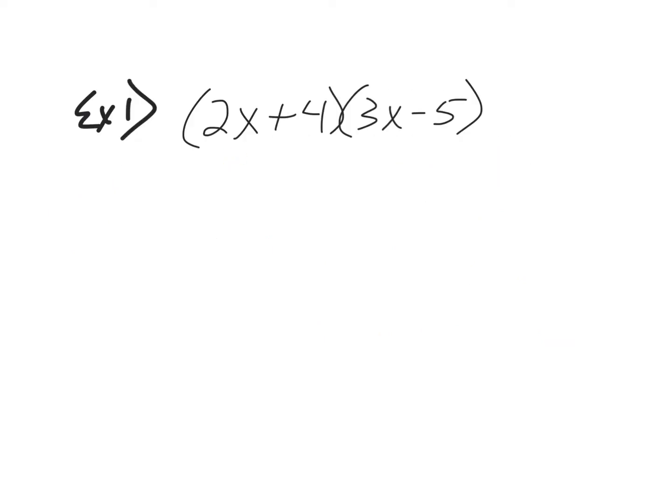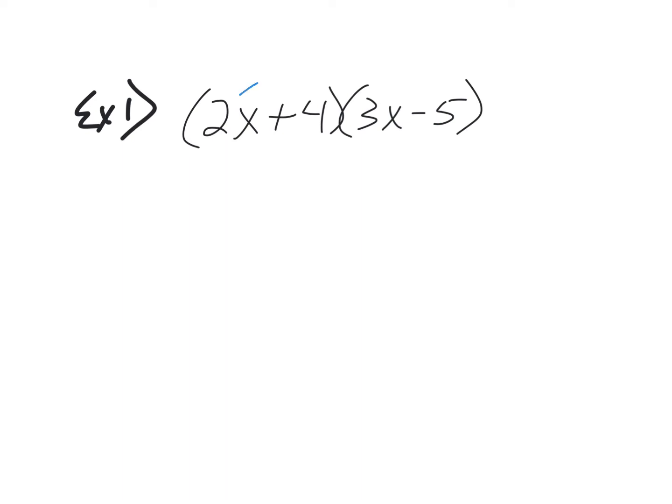So in example 1, we have 2x plus 4 times 3x minus 5. So what we're going to do basically is multiply both of these two terms times these two terms. We're going to start with this 2x, and multiply it times 3x, and then multiply the 2x times negative 5. Then we're going to come to the 4 and multiply it times 3x, and then multiply 4 times negative 5. So here's what that looks like.